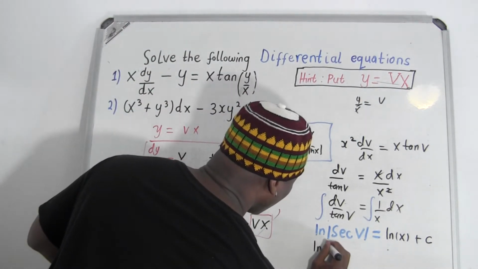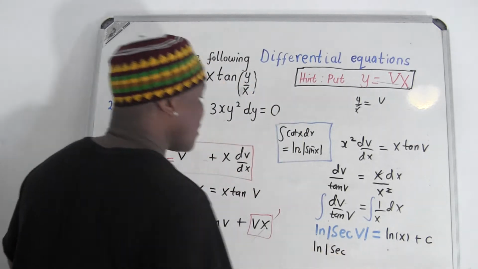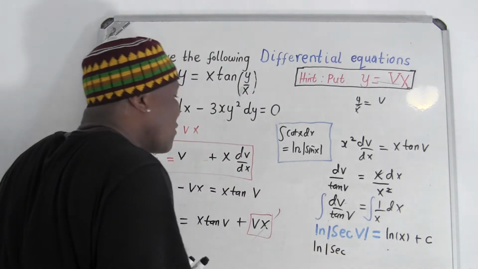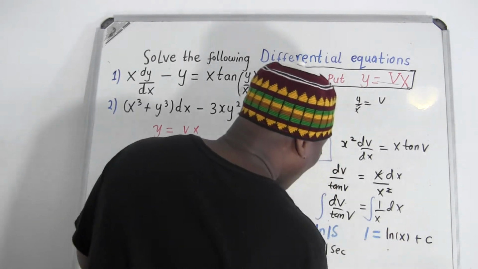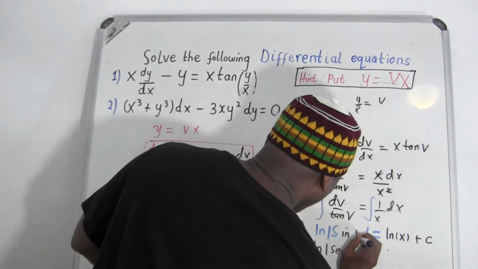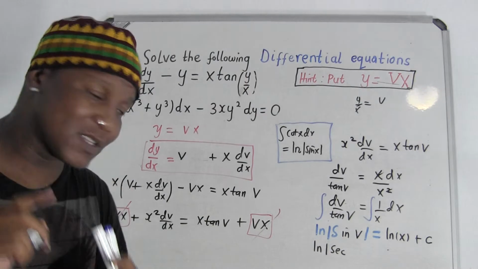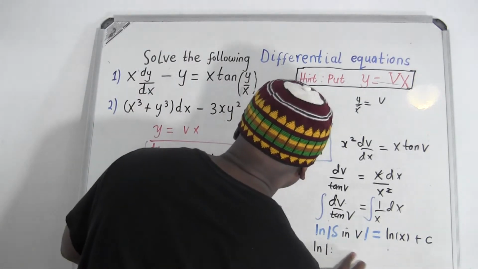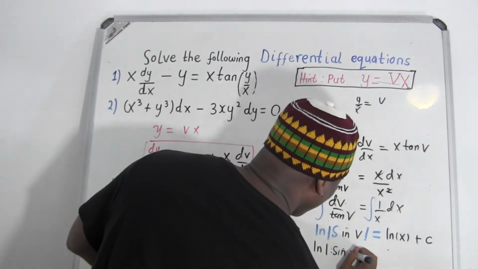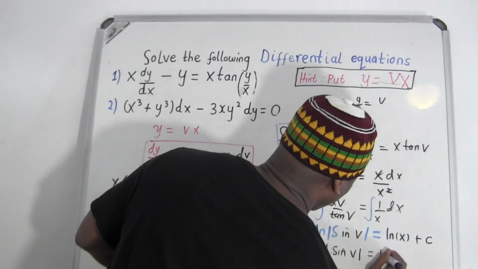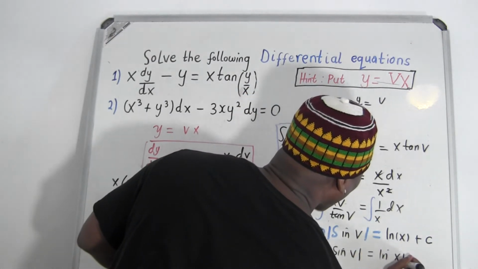So this is going to be ln sec. Oh my god, ln of sine. What am I talking about here? It is sine, people. Ln of sine v. Sorry, I apologize. So ln of sine v, and then equal to ln of x. But I like to put my absolute.